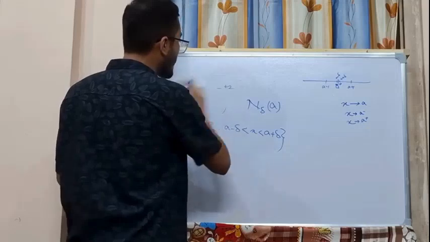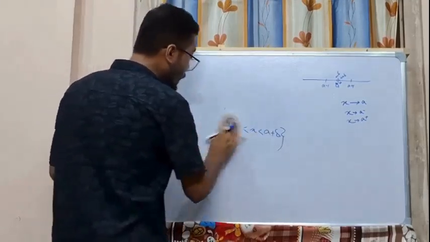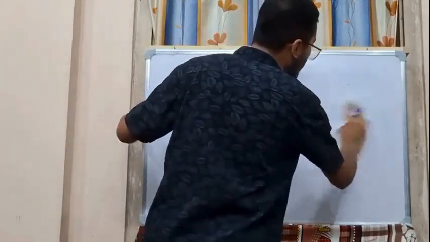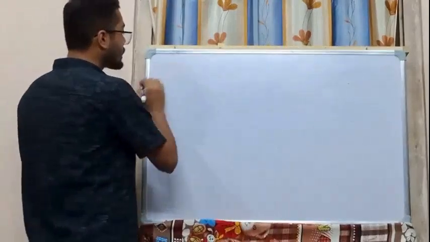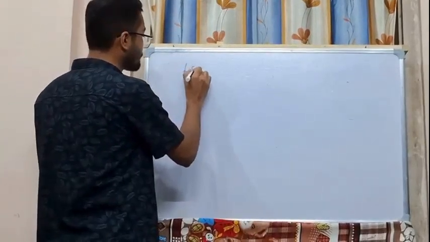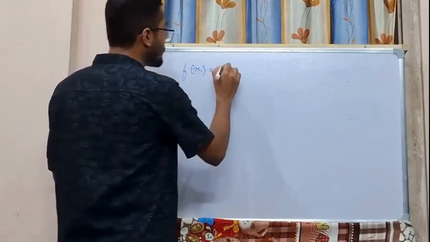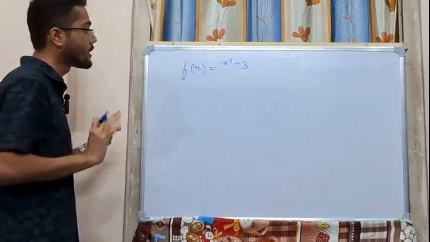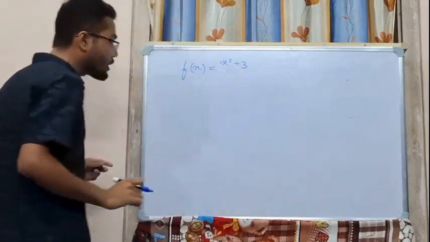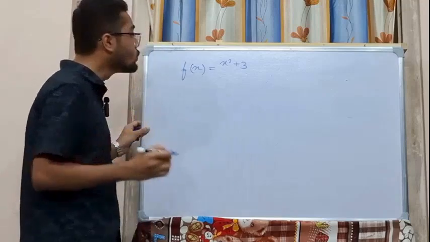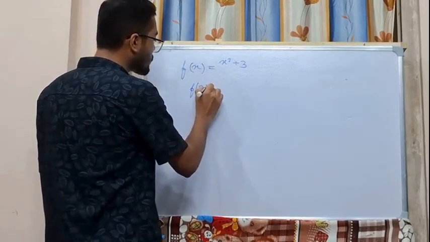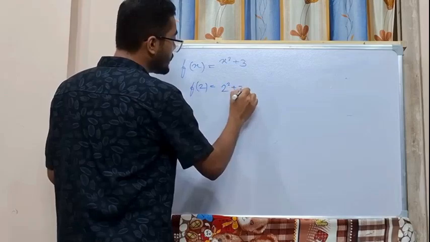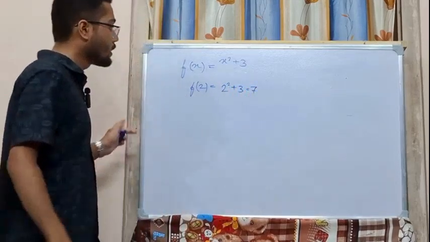Now we are approaching the concept of limit. Let a function f of x be x square plus 3. Now, what will be the value of f of 2? The value of f of 2 will be 2 square plus 3, that means 7.